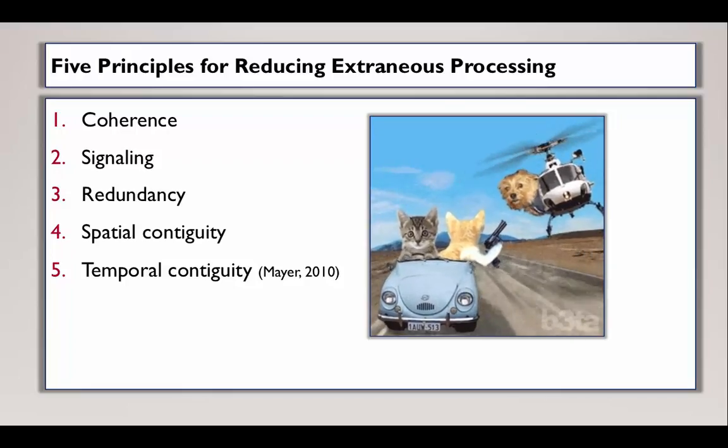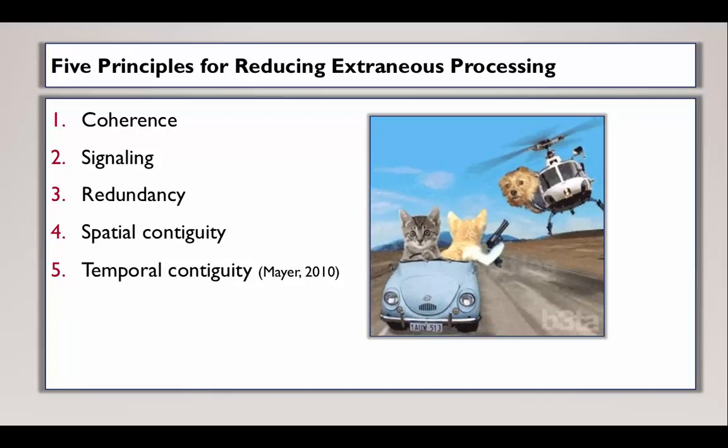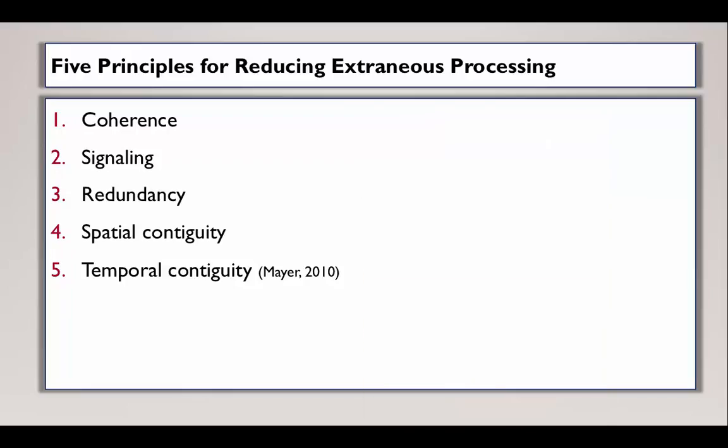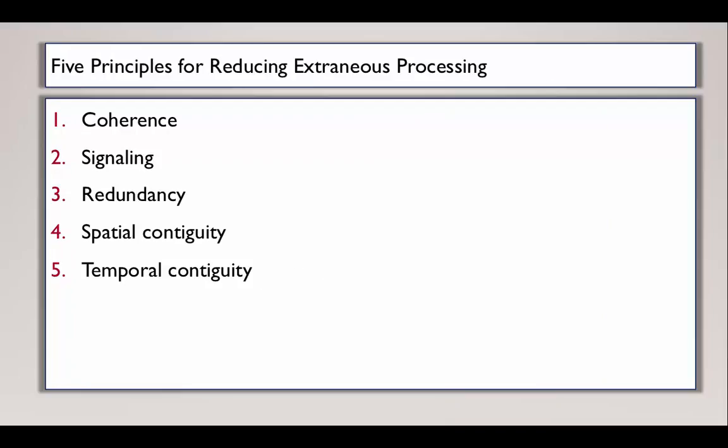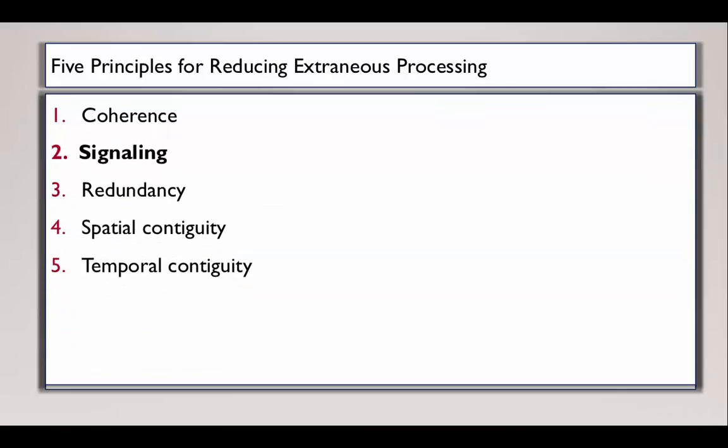The coherence principle suggests that individuals learn better when extraneous material is excluded from a multimedia lesson, such as this clip. The signaling principle states that people learn better when essential words are highlighted.